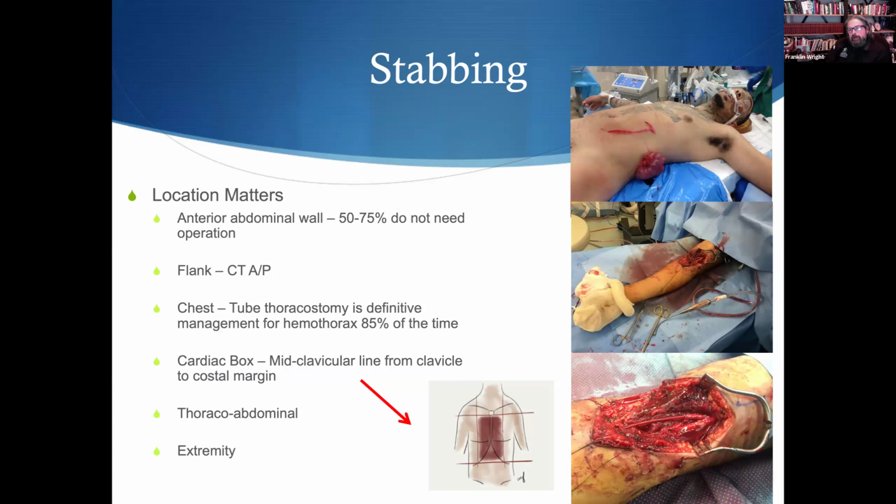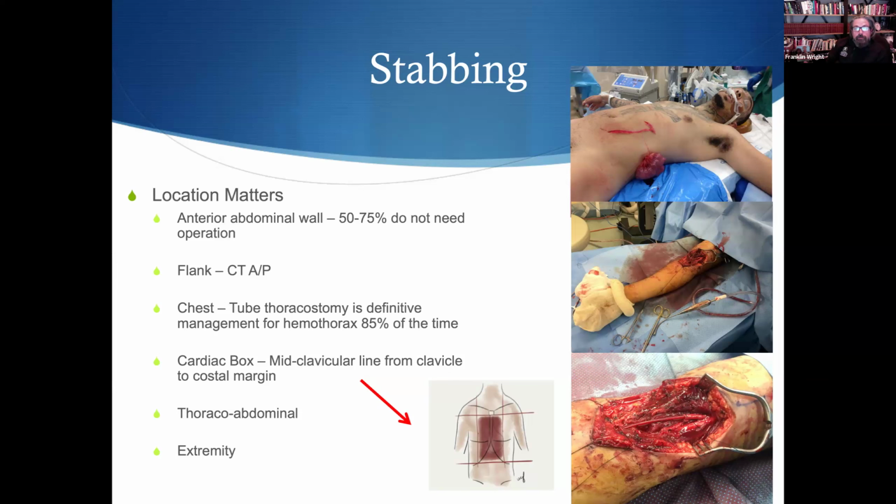An example in that right upper picture, that clearly needs an operation. There's intestine poking through, so that needs to go. But a decent amount of penetrating wounds don't actually penetrate through the entire abdominal wall, through the fascia, and into the intra-abdominal space where they can injure things. Even if they do, depending on where they're stabbed matters.